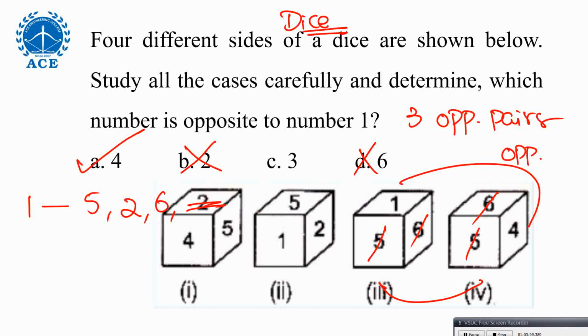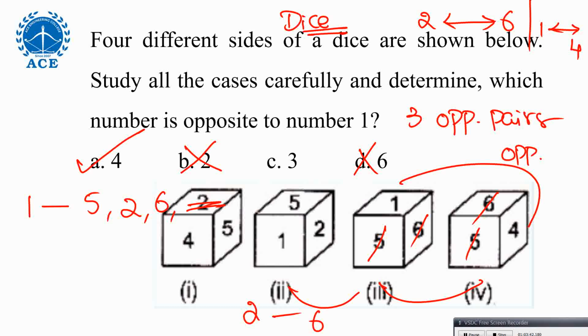1 and 4 are opposite. Can anyone say the second and third diagram? What's your outcome? Second and third? 2 and 6. Because in the second and third, if you observe, what is common? 1 and 5 are common. So 2 is opposite 6. So you came to know 2 is opposite 6, and you know 1 is opposite 4. What are the remaining numbers? 3 and 5, they must be opposite. Okay, 3 and 5 must be opposite.